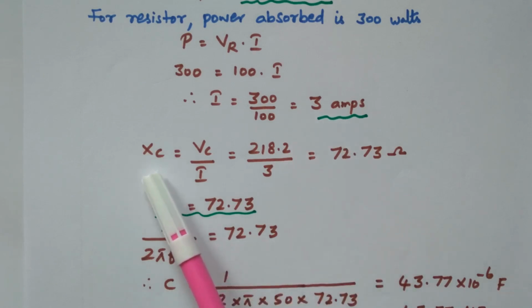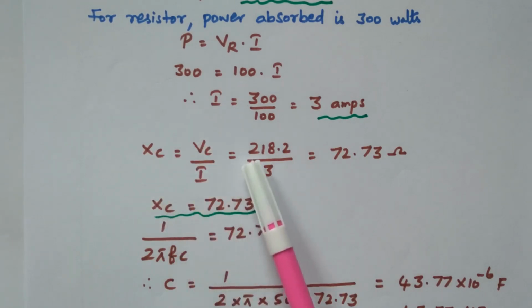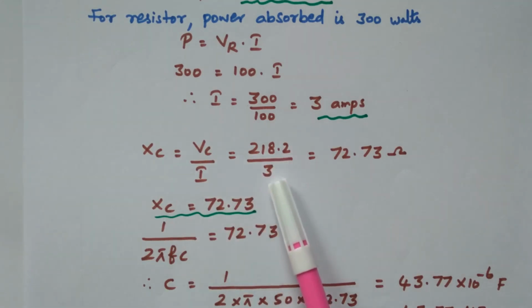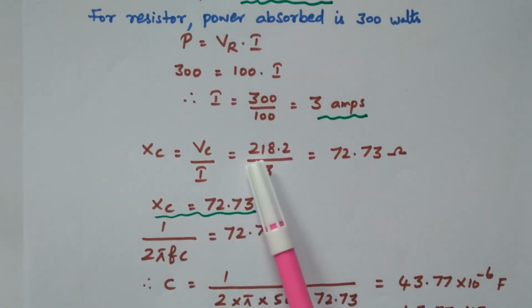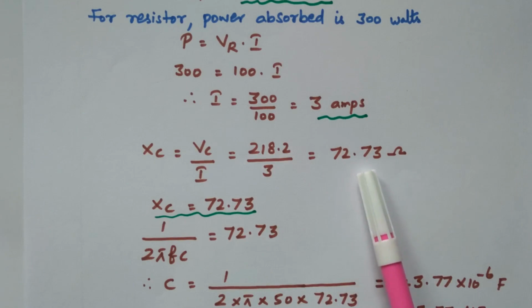From that we can find the XC value, the capacitive reactance. XC equals VC by I. VC is 218.2, the voltage across the capacitor that we just calculated, and the current is 3 ampere. By simplifying, we get 72.73 ohm. The capacitive reactance is 72.73 ohm.